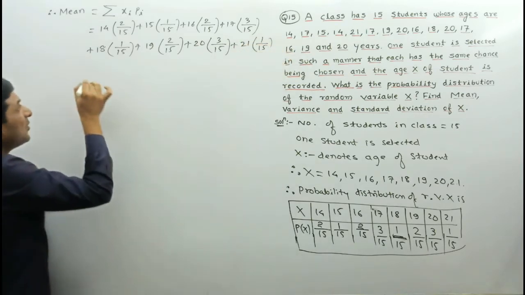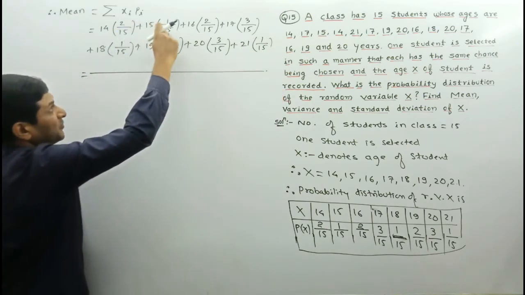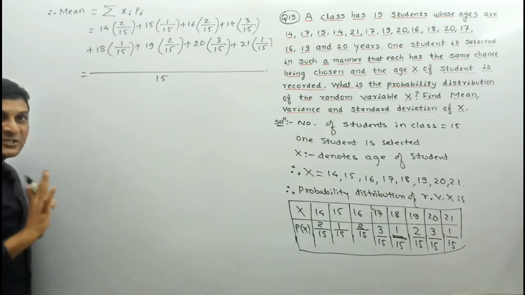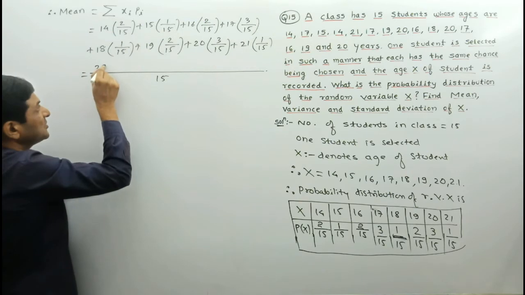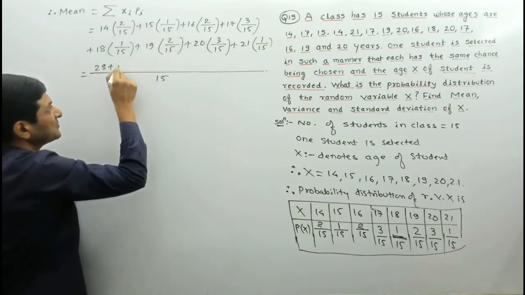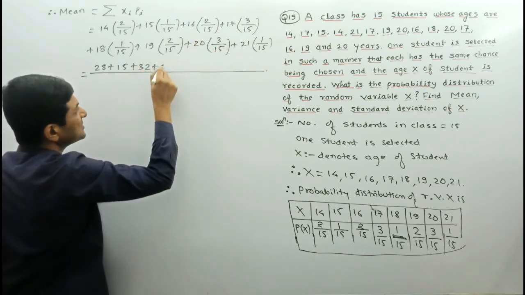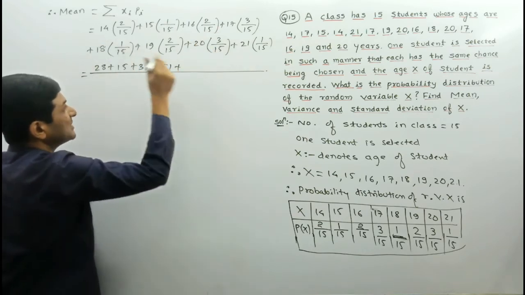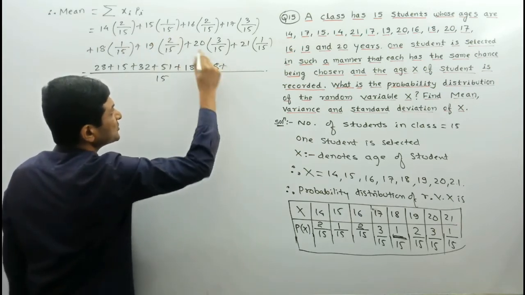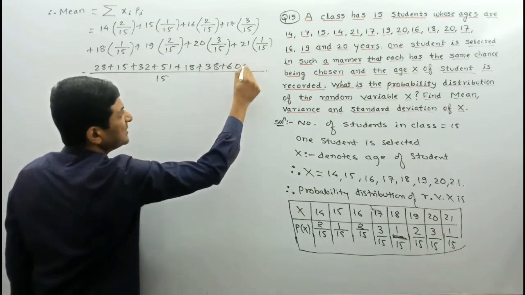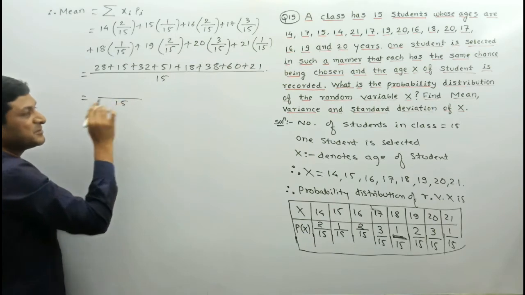If you observe all the terms here, the denominator of all the terms is the same, 15. That's why we are simply taking the addition of the numerators. So 14 2s are 28, plus 15 1s are 15, plus 16 2s are 32, plus 17 3s are 51, plus 18 1s are 18, plus 19 2s are 38, plus 20 3s are 60, and 21 1s are 21. The denominator 15 we keep as it is.